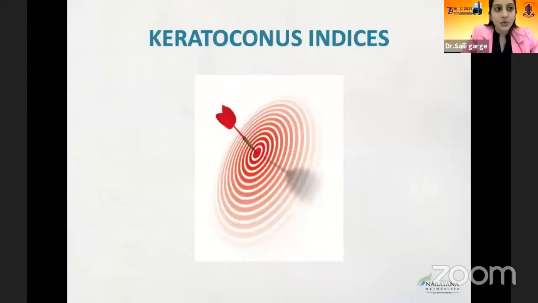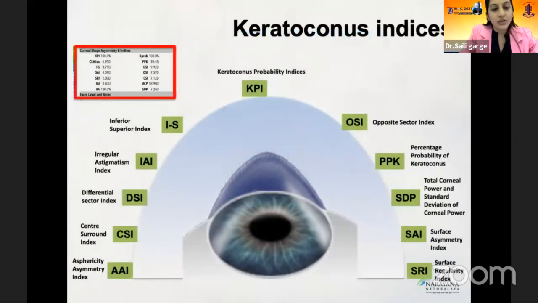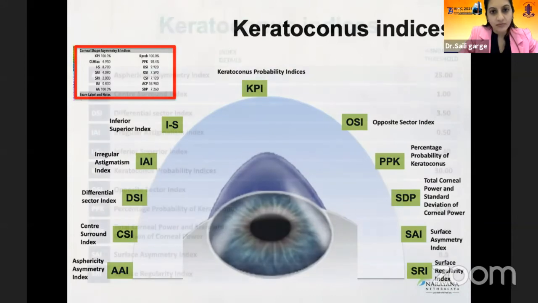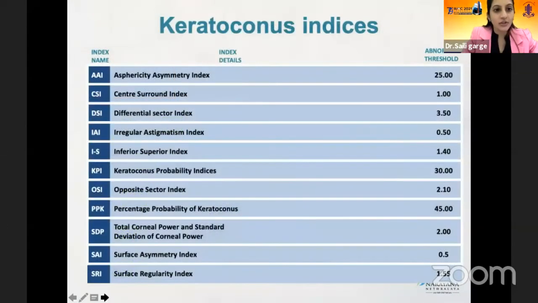Let's have a look at the keratoconus indices. So there are the keratoconus probability indices: the inferior superior index, the irregular astigmatism index, the differential sector index, center surround index, asphericity asymmetric index, opposite sector index, percentage probability of keratoconus, total corneal power and standard deviation of corneal power, surface asymmetry index, and the surface regularity index. I have mentioned the abnormal threshold for all the indices.